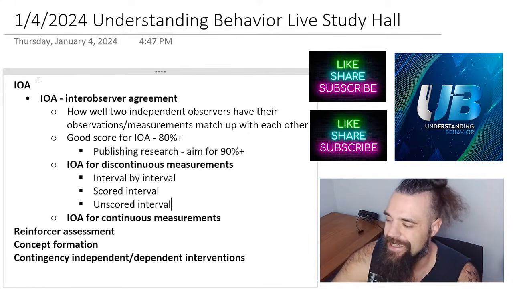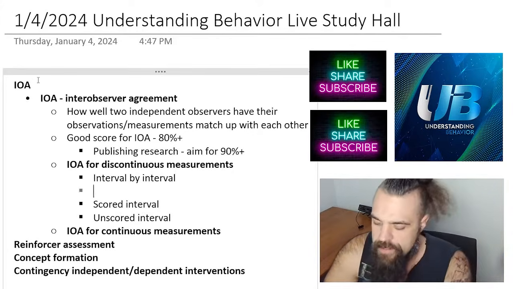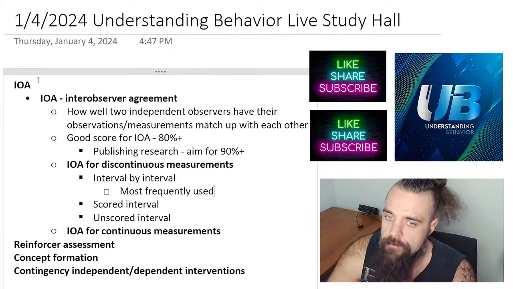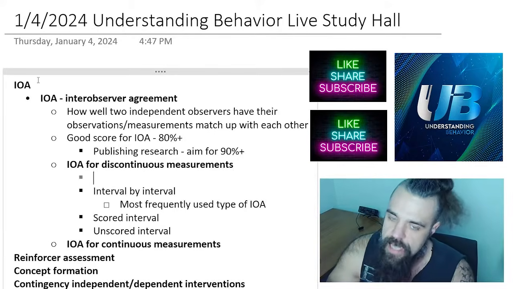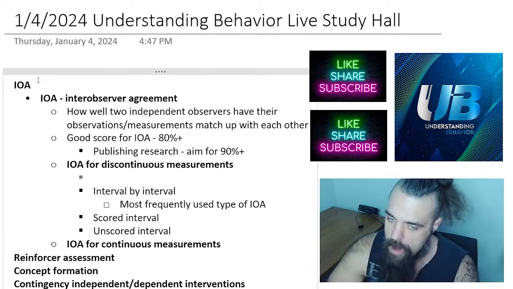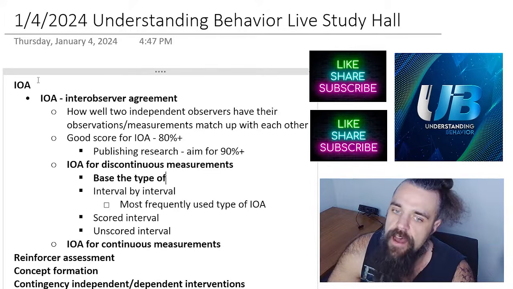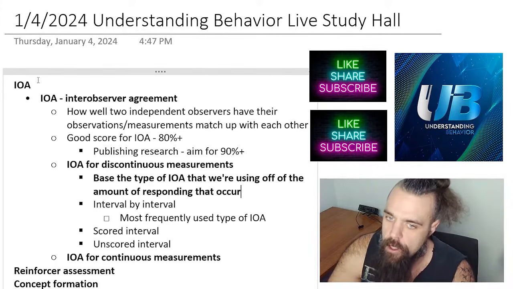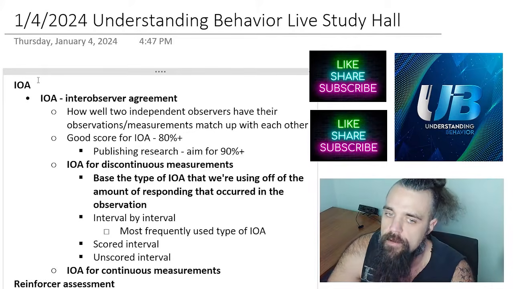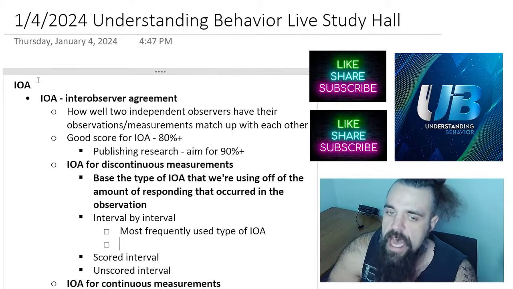Good. Oh, thanks, Robin. So yeah, let's go ahead and talk about these. Our interval by interval is going to be the most frequently used type of IOA. With discontinuous measurements, it's nice that we have some clearer rules about when we should use each type of IOA. Essentially we'll base the type of IOA that we're using off of the amount of responding that occurred in the observation. Our interval by interval is going to be the one in the middle.